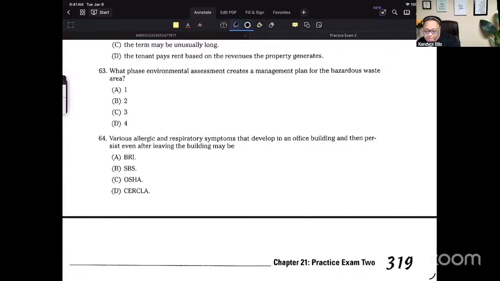Hey, Uncle Ray, which phase environmental assessment creates a management plan for the hazardous waste area? Is it a phase one, a phase two, a phase three, or a phase four? And if a phase three and a phase four is a thing, can you tell me the difference between all the levels? Hey there, Candace.